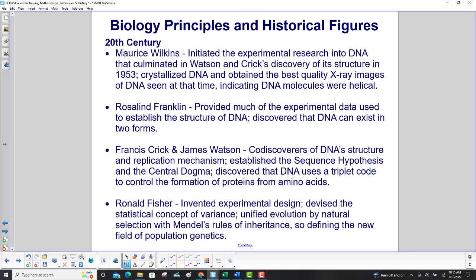Ronald Fisher invented experimental design, devised the statistical concept of variance, and unified evolution by natural selection with Mendel's rules of inheritance, so defining the new field of population genetics.